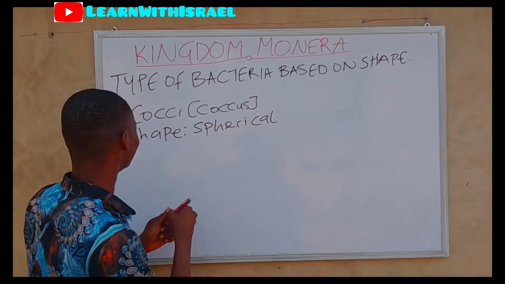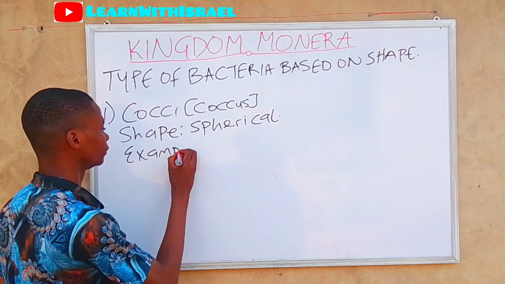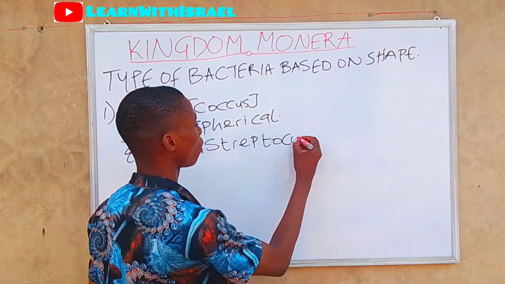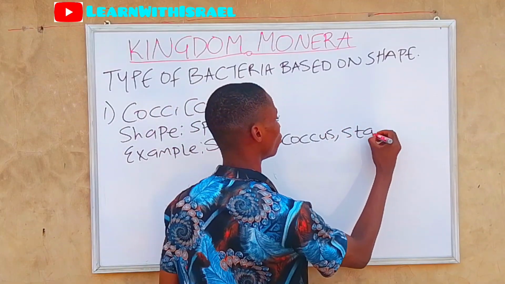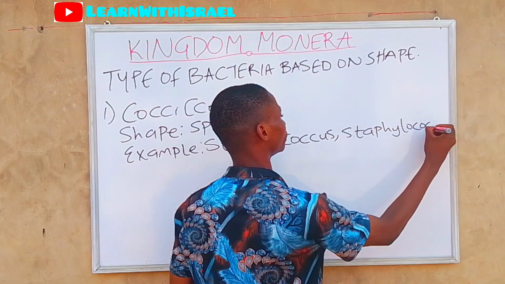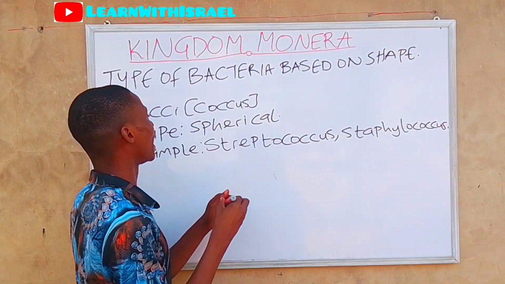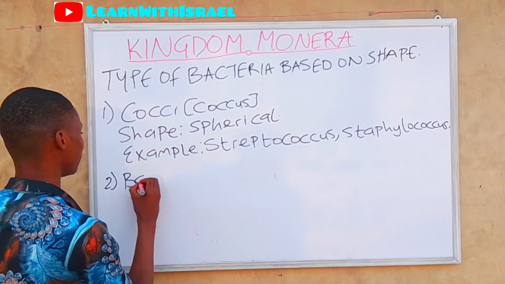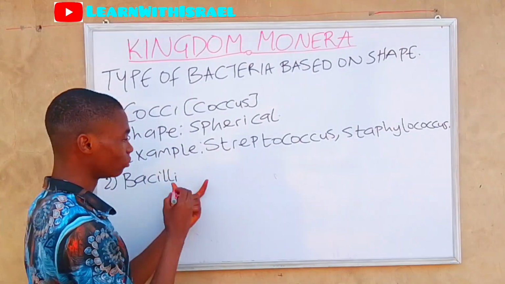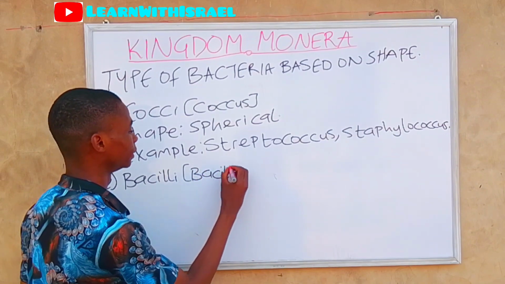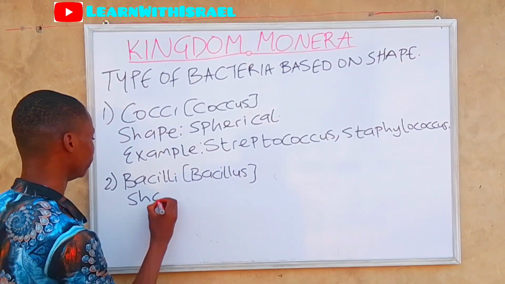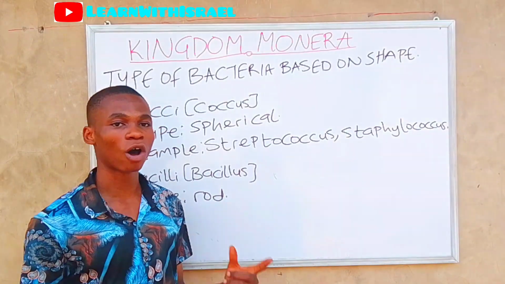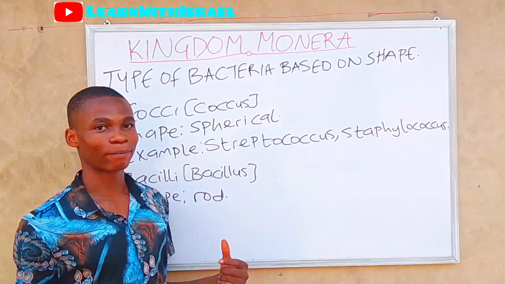Examples include streptococcus and staphylococcus. So these are examples under cocci. Let's move to the next one, which is bacilli, and the singular form is bacillus. The shape is rod. You can be asked which bacteria that are rod in shape are called; bacillus is the appropriate answer.